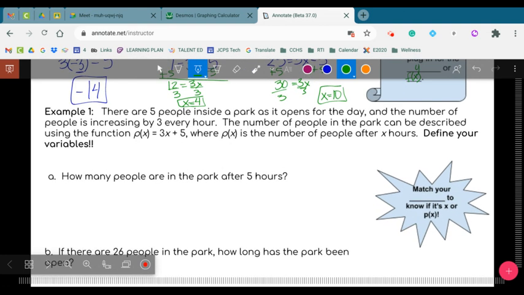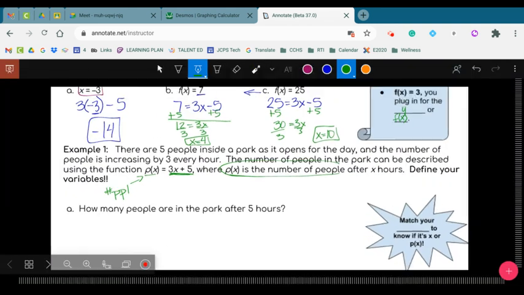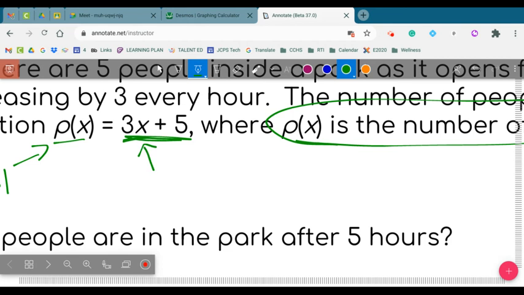Next one says there are 5 people inside a park as it opens for the day, and the number of people is increasing by 3 every hour. The number of people in the park can be described as the function p of x equals 3x plus 5, where p of x is the number of people after x number of hours. So x is our number of hours. That's going to be important to know.